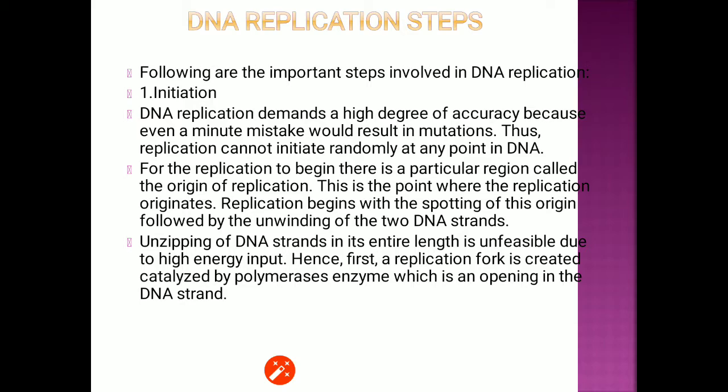Replication begins with the spotting of this origin, followed by the unwinding of the two DNA strands. Unwinding is uncoiling, or unzipping. Unwinding of the DNA strand in its entire length is unfeasible due to high energy input. Hence, first a replication fork is created, as I have told you earlier, that Y-shaped structure, catalyzed by the polymerase enzyme, which is an opening in the DNA strand.